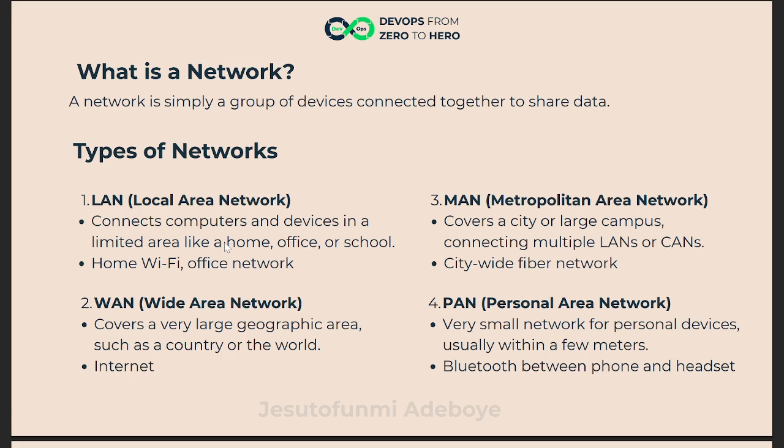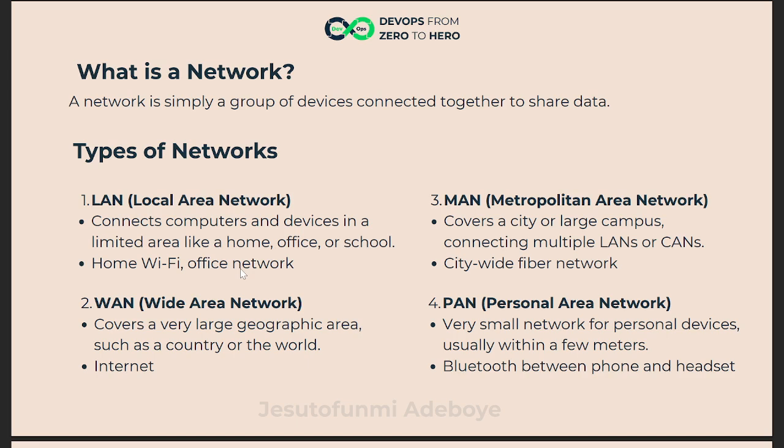So an office network can actually connect multiple computers using a server. Are you with me? So that is a local area network. It can be used at home, like home Wi-Fi, and in an office network as well. It can be used in the office or school, right? And this network is very, very fast.